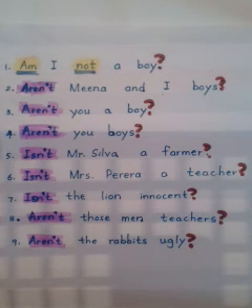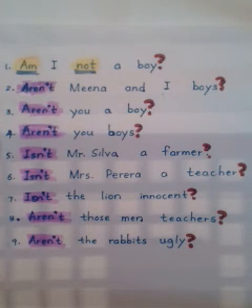With this, we come to the end of the lesson series on am, is, are used as full verbs.